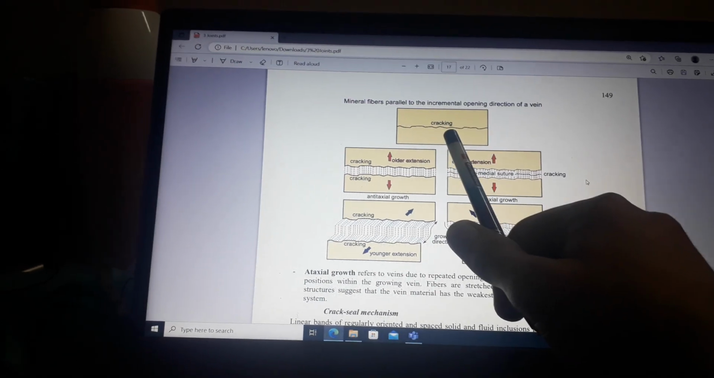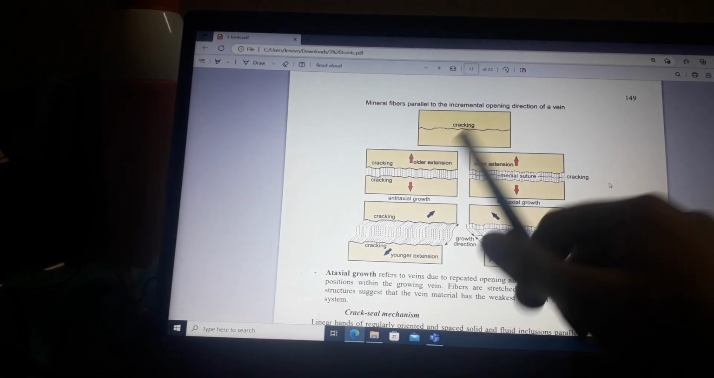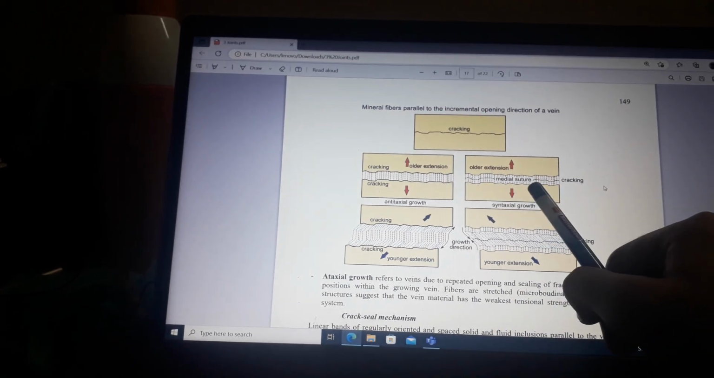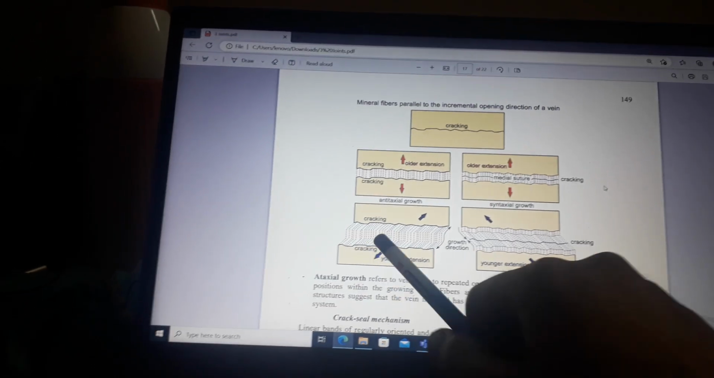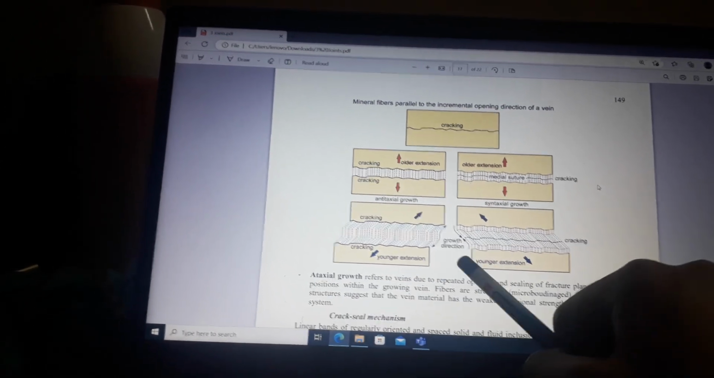Of a vein. This one is cracking. This is older extension. This is medial suture. This is antitaxial growth. This is syntaxial growth. This is growth direction. This is younger extension.